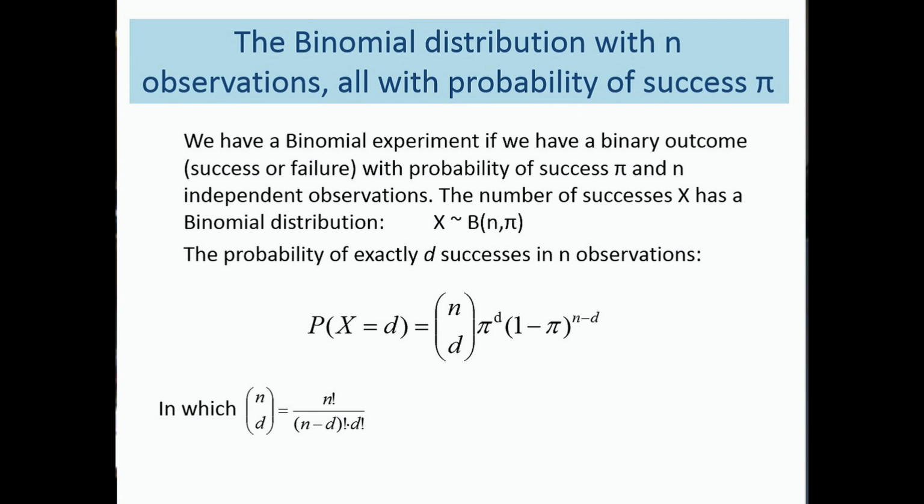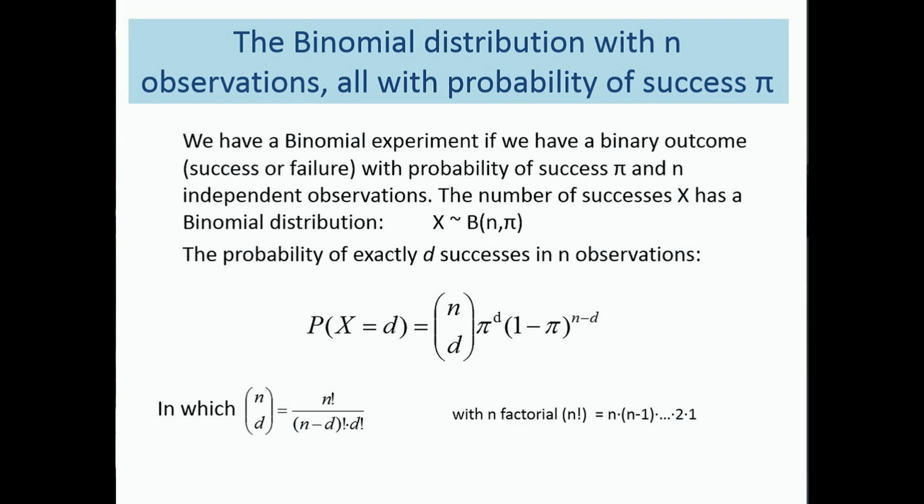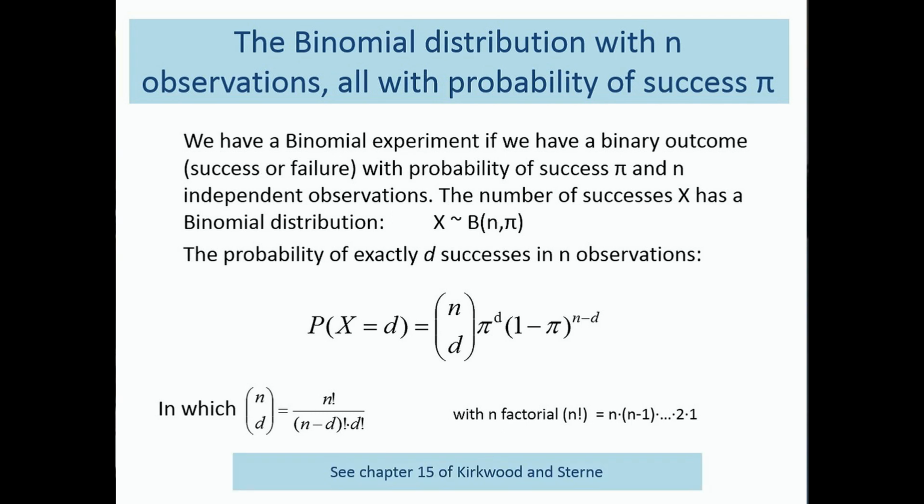N over d can be calculated as n factorial divided by the product of n minus d factorial times d factorial. This is called the combinations of d out of n. N factorial can be calculated with the formula n times n minus 1, etcetera, back to 1. For more information about this formula, please see chapter 15 of Kirkwood and Sterne.